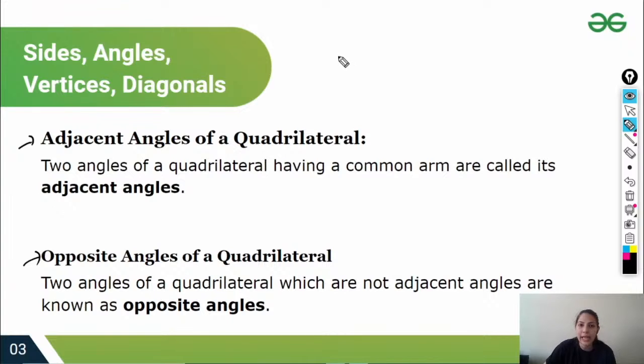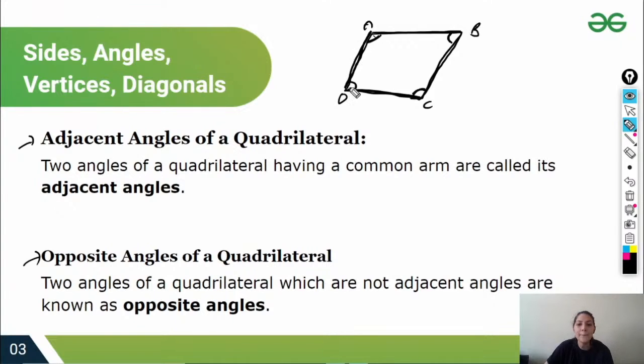The concept here is the same. Adjacent means nearest, something in common. Let me draw it a bit bigger. For example, adjacent angles, let me name it again, A, B, C and D. Adjacent angles having a common arm are called adjacent angles. That is, angle A and angle B are adjacent angles, with the common arm AB. Similarly, angle B and angle C are adjacent angles, with the common arm BC. Similarly, angle C and angle D are adjacent angles. Similarly, angle D and angle A are adjacent angles, because the common arm is AD.